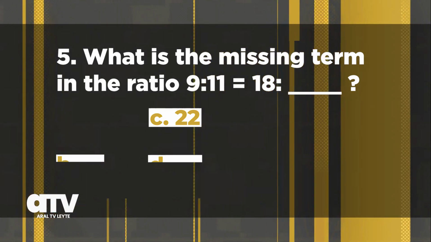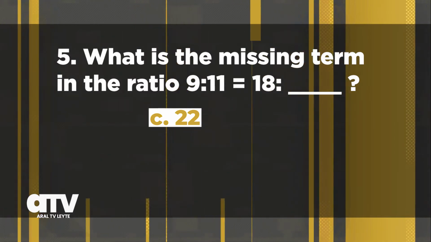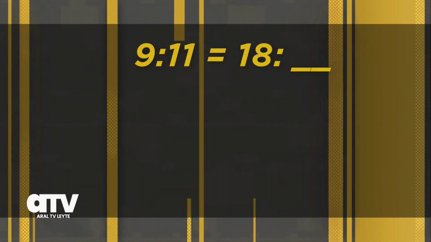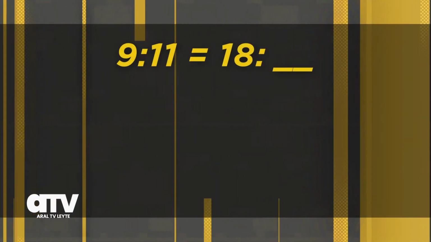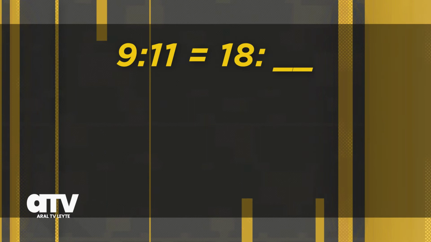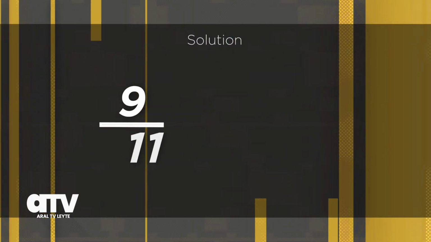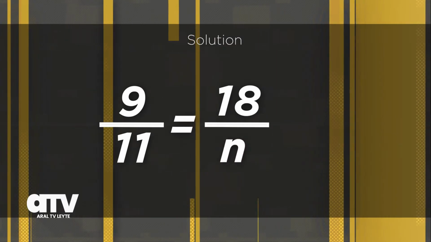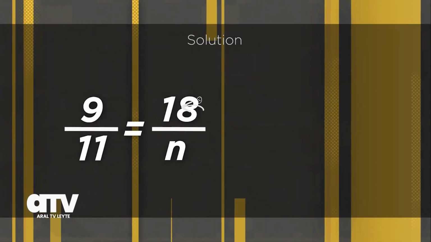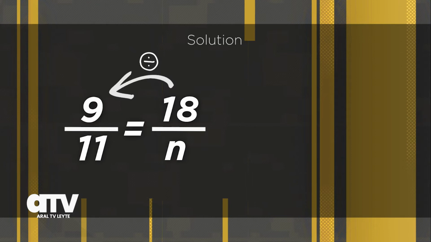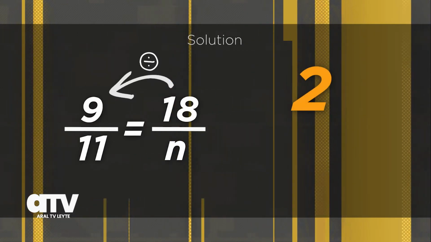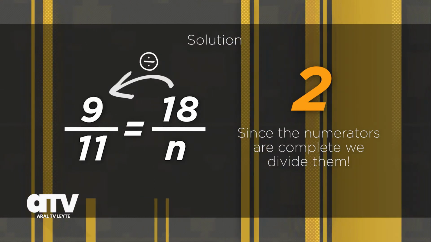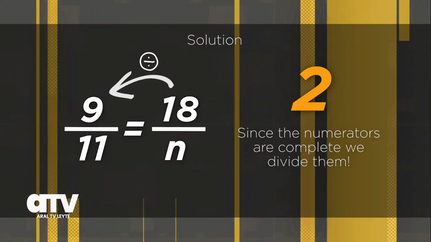C. Good job, kids! To solve, we do it this way. 9 is to 11 as 18 is to n. 9 over 11 is equal to 18 over n. 18 divided by 9 is equal to 2. Since the numerators are complete, we divide them.